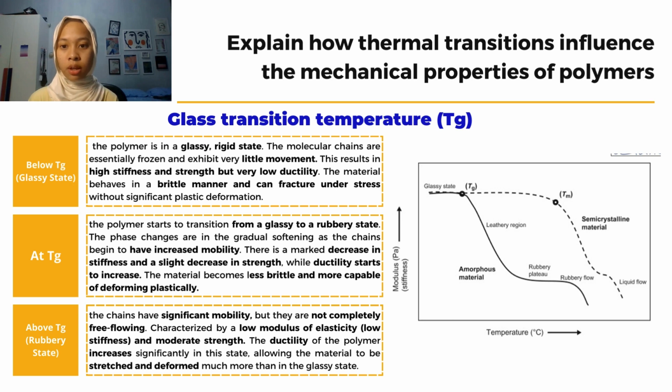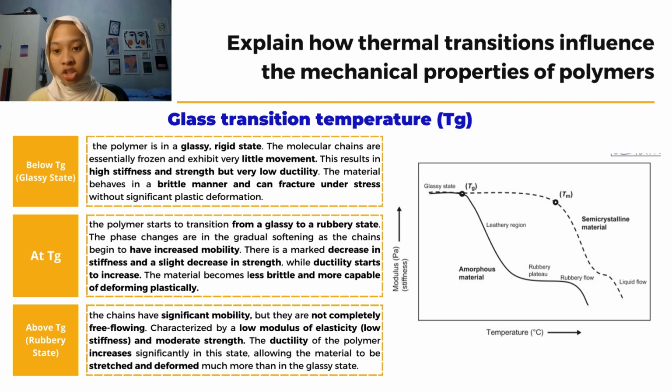First we can look at the glass transition temperature. If we look at the picture, I will explain it. So, below the glass transition temperature, or glass state, the polymer is in a rigid state. The molecular chains are essentially frozen and exhibit very little movement. This results in high stiffness and strength with very low ductility. The material behaves in a brittle manner and can fracture under stress without significant plastic deformation.